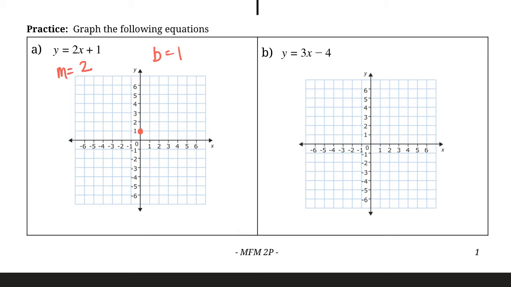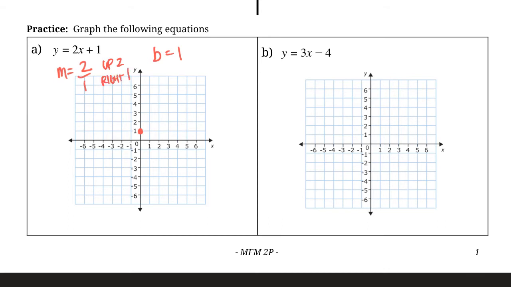Any number you can always turn into a fraction by just putting it over 1. Because 2 over 1 is the same thing, it's just 2, right? So 2 over 1 is just a more complicated way of saying 2. So if that's the case, what does that tell you about the slope? It means we go up 2 and then right 1.